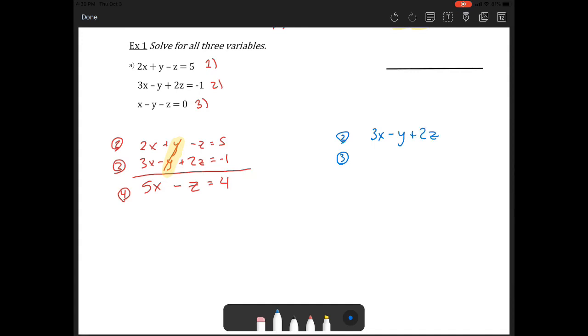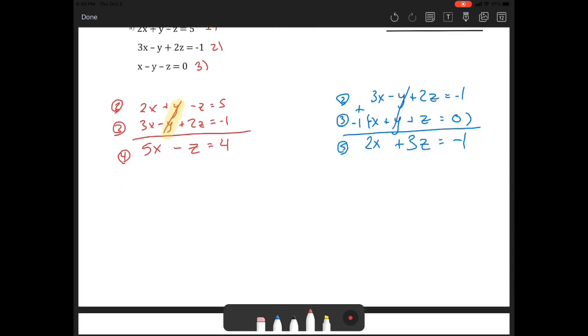So my second equation is 3x minus y plus 2z equals -1. And then I've got x minus y minus z equals 0. But on this one, I have to change my signs so that my y's can be opposites. So I'm going to multiply this entire thing by a -1. And I'm going to get -x plus y plus z, and nothing else is going to change. So then I can add them together. So I'm going to end up with 2x, cancel my y's, plus 3z equals -1. And this is going to be my fifth equation.